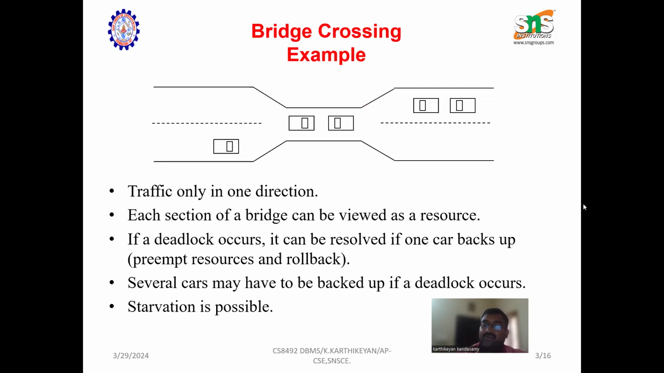Several cars may have to back up if the deadlock occurs. Starvation is possible, so that one car can go backward. If the car can go backward, you can transfer from one section of the bridge to the other. Otherwise, sometimes deadlock can occur, so the database server cannot store your data in the particular table.